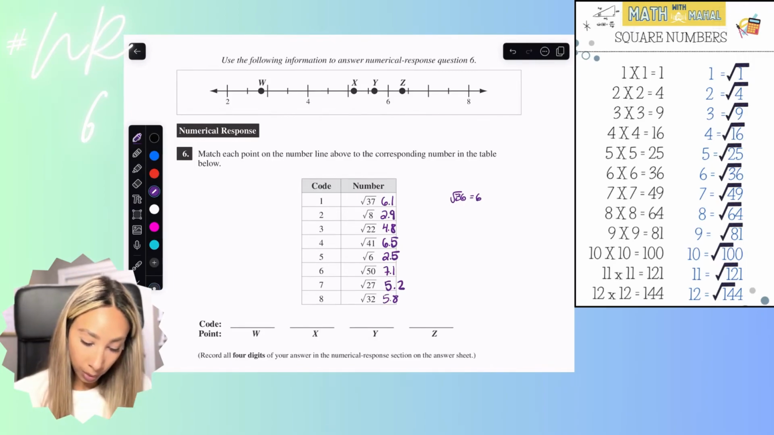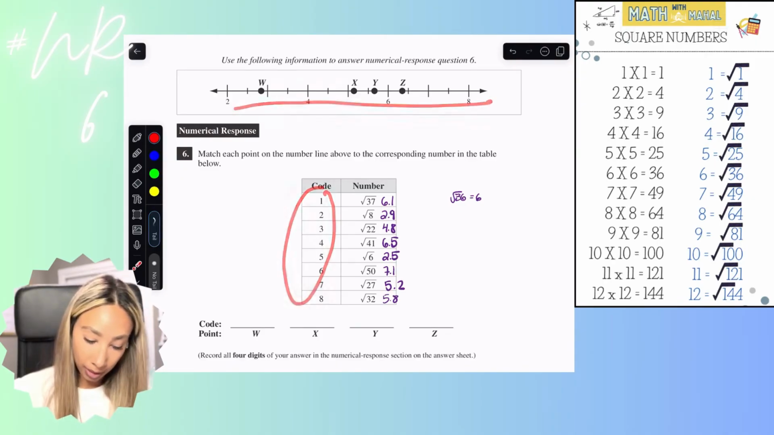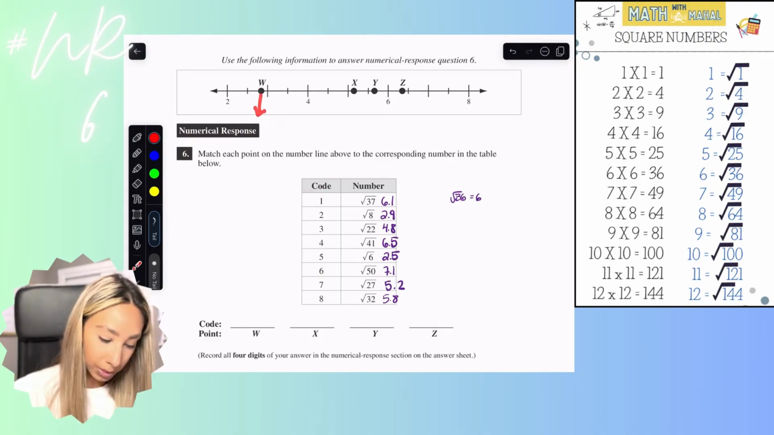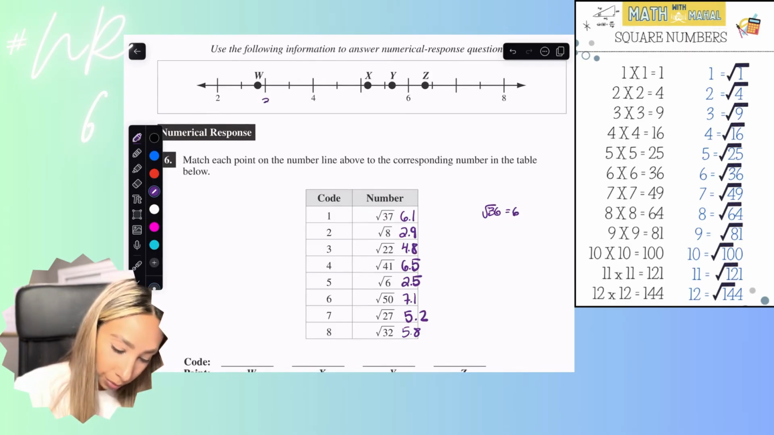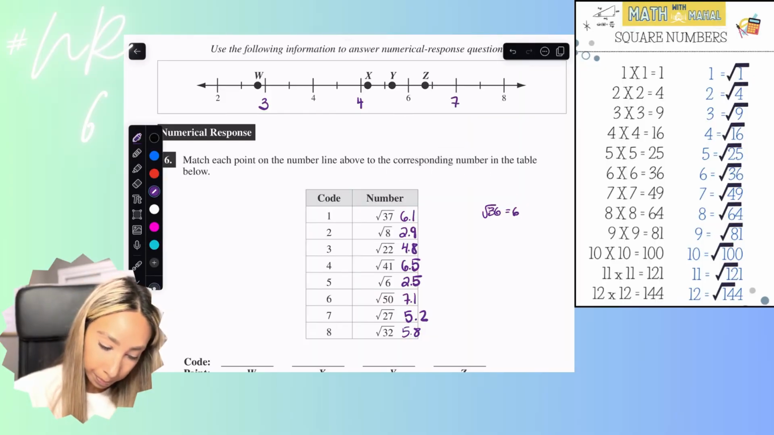Now, if here's our estimations, we want to know which code is going to be represented up here. So let's see, W, what's the closest of W? I'm going to fill in my number line before I get into that. So 2, 3, so I just filled in my number line with some of those missing numbers.